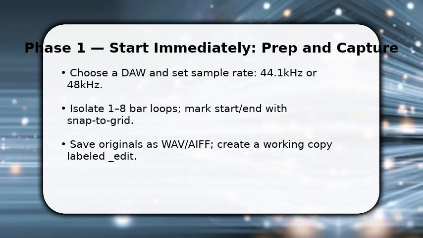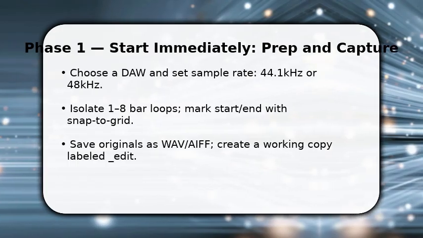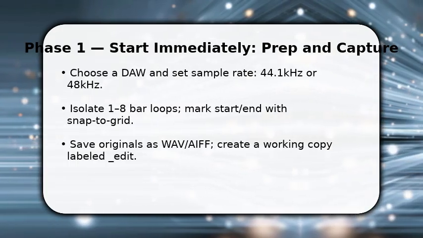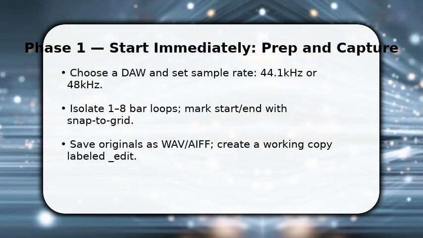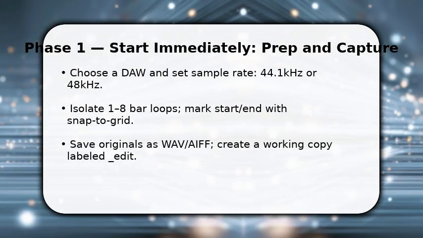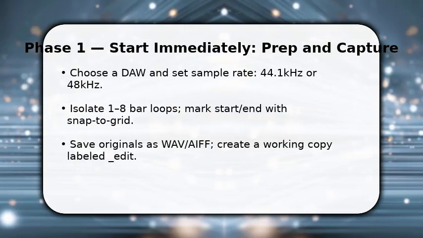Once done, set the project sample rate to 44.1 kHz or 48 kHz and enable snap to grid so cuts are precise. Make sure to export a lossless working copy, WAV or AIF.